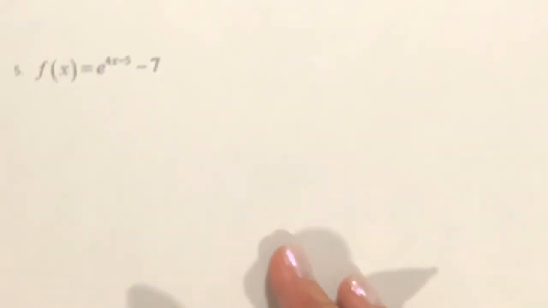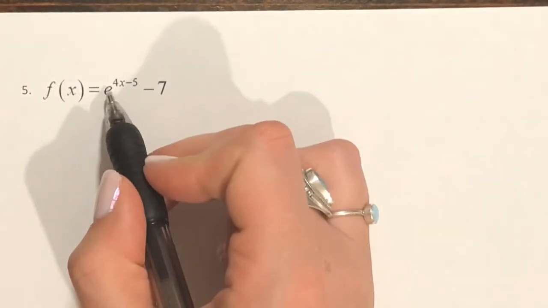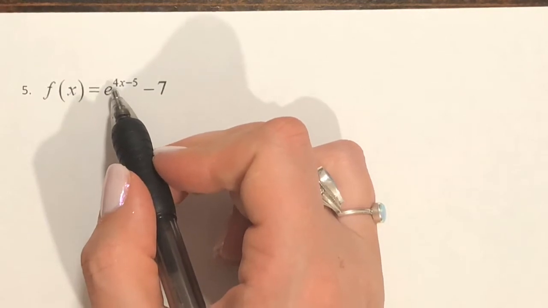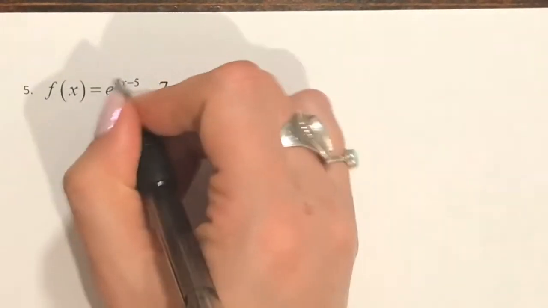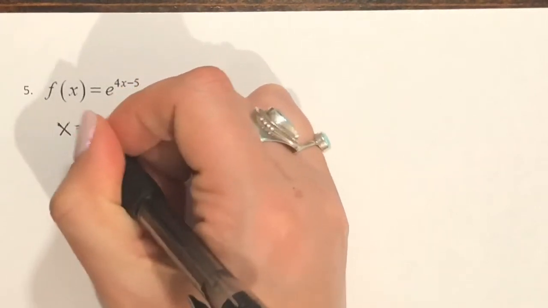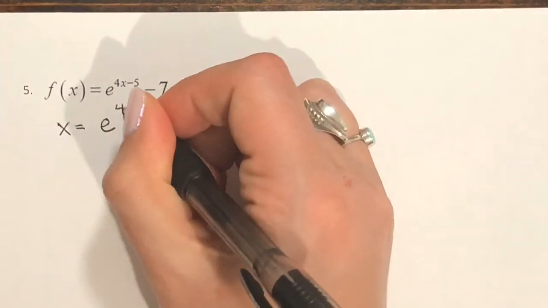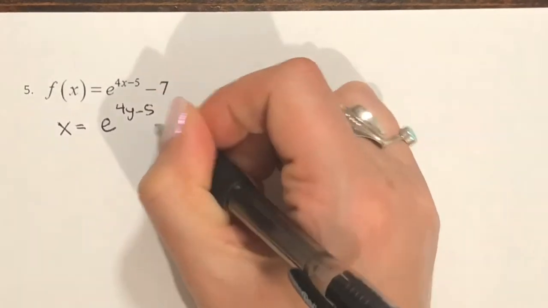Okay. And then I lied, there's one more problem. We're going to do one more really quick with an e. So if we have a base e, we are probably going to end up with a natural log as our answer, so just keep that in mind. But first step, we're still just switching our x and y's. So I get x equals e to the (4y minus 5) power, minus 7.